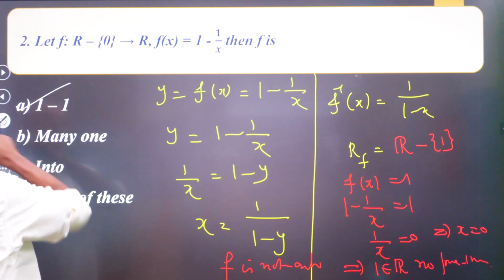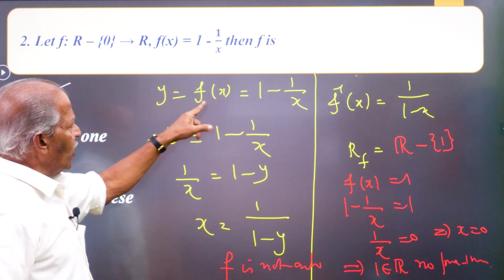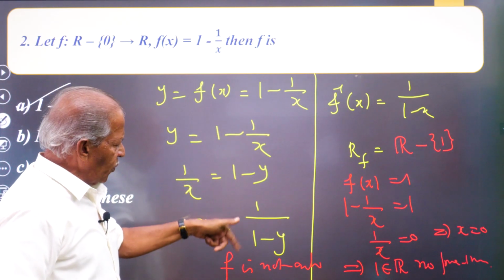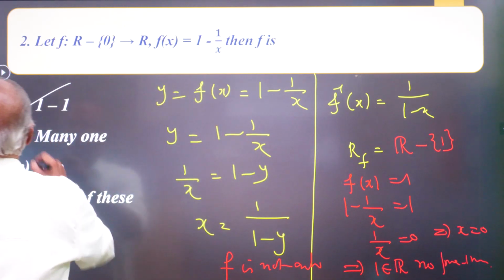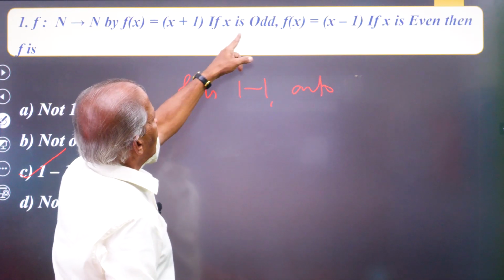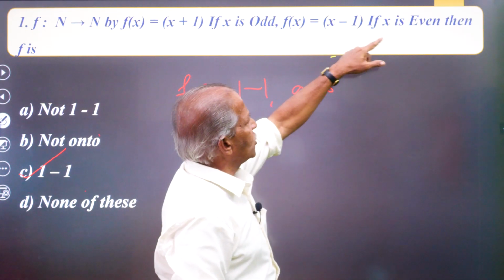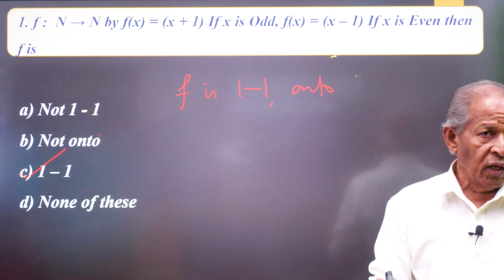It's also okay. Second one, f of x equal to 1 minus 1 by x, that is f of x equal to 1 minus x. On simplification, it is not 1-1 and also not onto. The next one, f of x equal to x plus 1 for odd, and f of x equal to x minus 1 for even. This function is discussed. It is a bijective function.